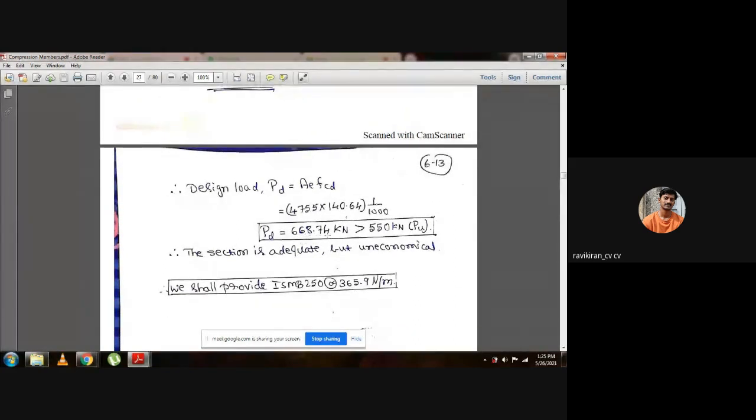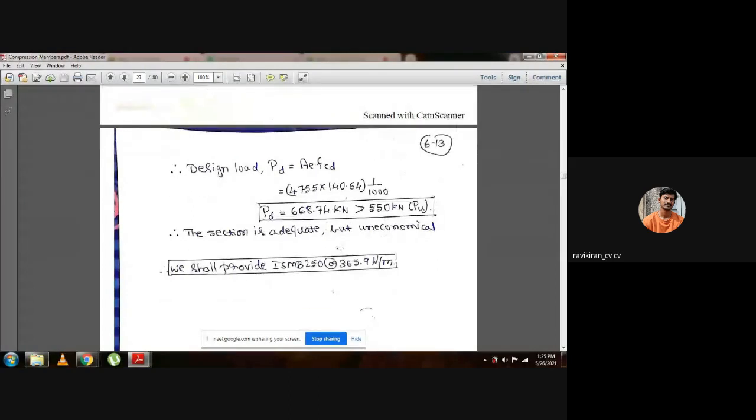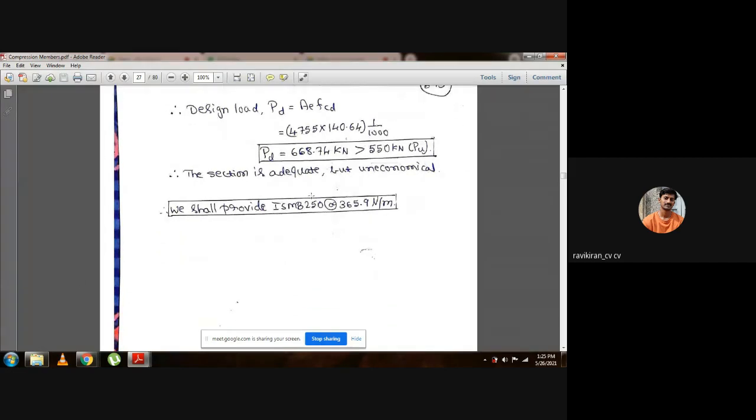Area we have, and FCD value we just got. If you multiply, you get 668.74 kilonewton. In the question, it is given 550 kilonewton. The section we have chosen will carry 668 kilonewton, that is greater than 550. So the section is adequate but uneconomical. That means it is carrying almost 100 kilonewton more, right? So we shall provide ISMB 250 at 365.9 Newton per meter. So this is the end of the problem.